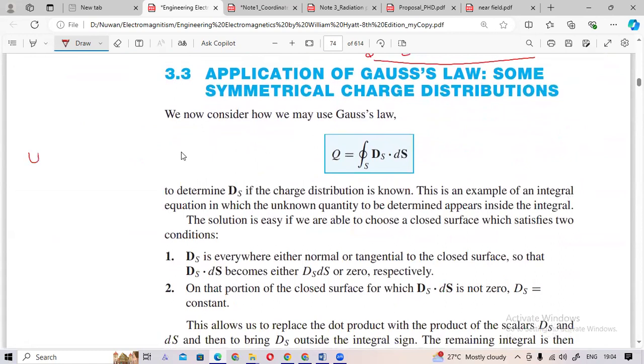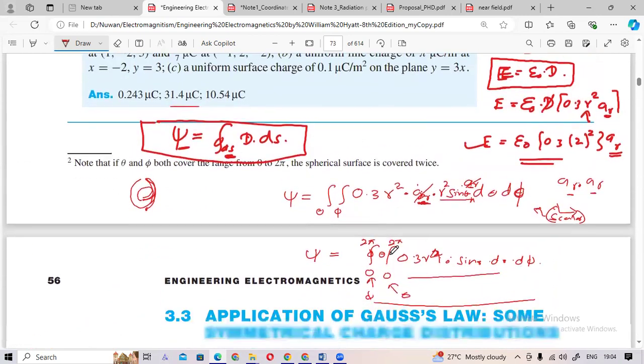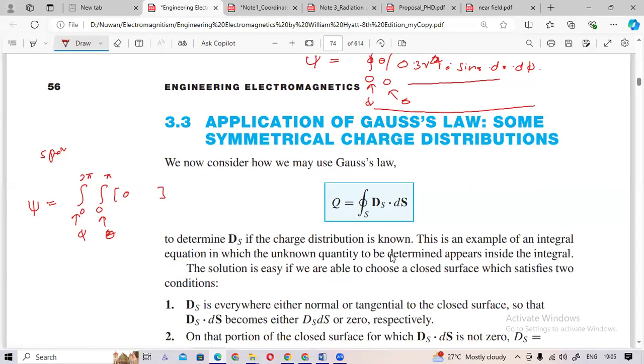To find the phi, you need to do the surface integration using the spherical coordinate. So you have to do the integration with respect to phi and with respect to theta. The phi is from 0 to 2 phi limit. Then theta you have to consider from 0 to 5, not 0 to 2 phi. So your function is there. The ds function is 0.3 r square.